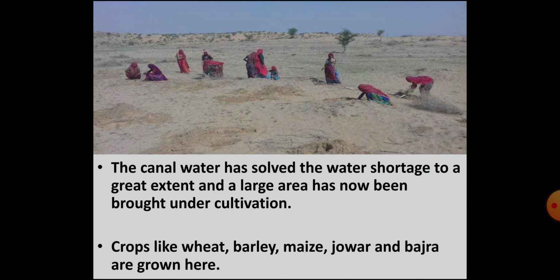The Indira Gandhi Canal has provided water for irrigation facilities, for drinking and industrial use. This irrigation has resulted in an increase in agricultural production as well as the cultivated area. Thus, this canal has transformed a vast area of barren desert into fertile and good fields. And many crops such as jowar, bajra, maize, barley, and even wheat are produced here.